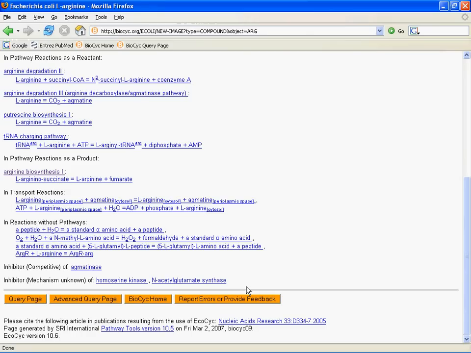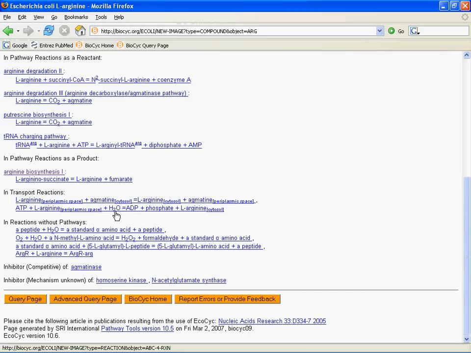Now, the question that took us to this compound page was, how does E. coli get its arginine? One way that any cell can get arginine is to pick it up exogenously, from the environment. And to do that, we're going to expect there to be a transport reaction, and if there is one, we know it's going to be linked off this page. And actually, we have two transport reactions. We have this transport reaction, and we have this one.